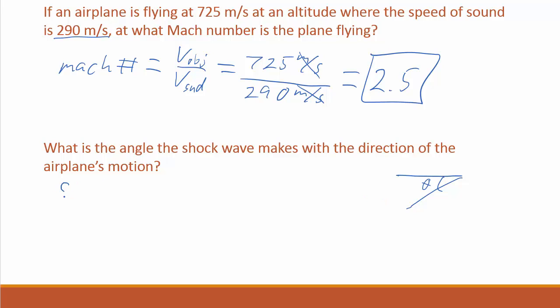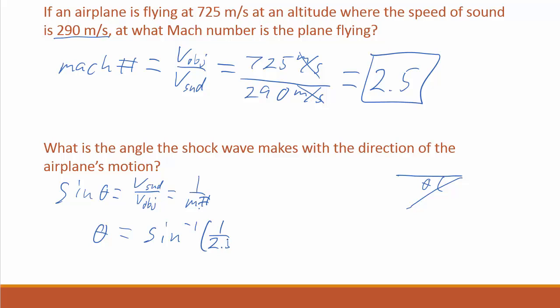Our equation there was sine theta equals speed of sound over speed of object. Or another way we can write this as the inverse of the Mach number. So we're going to have theta equals the inverse sine of 1 over the Mach number. So we can just plug that into our calculator, and we find an angle of approximately 23.6 degrees.